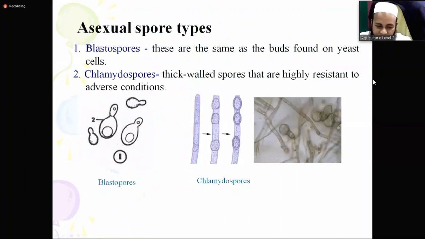Asexual spore types. Number one spore type is blastospore. So what is blastospore? Blast means like a bomb blast, so some energy is needed. Energy is needed for blastospore.